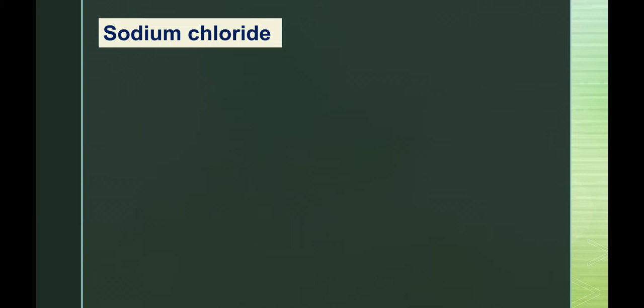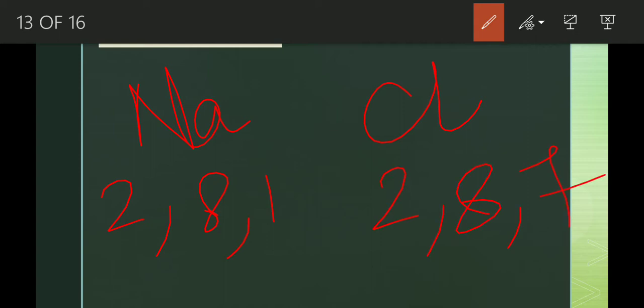First example is sodium chloride. See, sodium and chlorine. Now the atomic number of sodium is 11, that is 2, 8, 1. And the atomic number of chlorine is 17, that is 2, 8, 7. So sodium in its outermost shell, that means valence shell, contains 1 electron. And chlorine contains 7 electrons in its valence shell. In the formation of electrovalent compounds, only the electrons of the valence shell take part in the formation of this type of compounds or bonds, right?